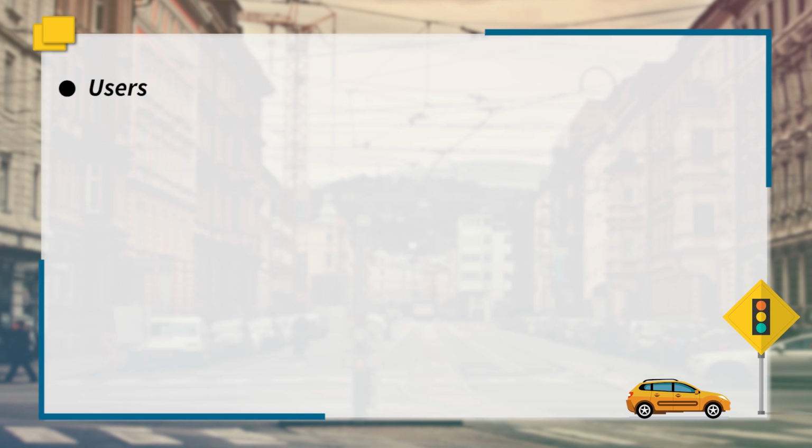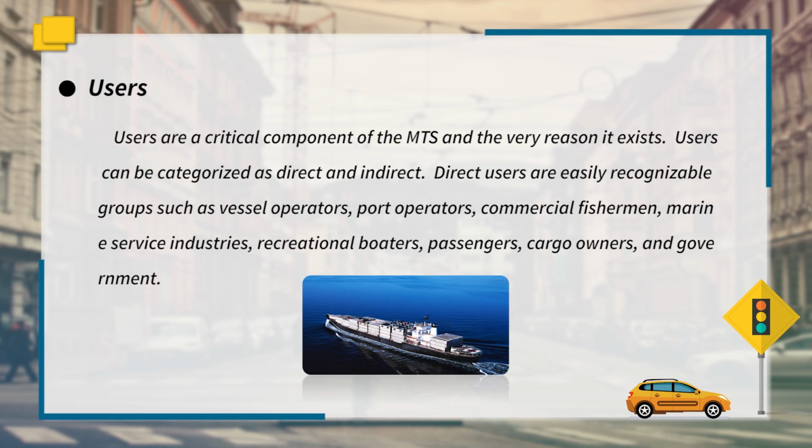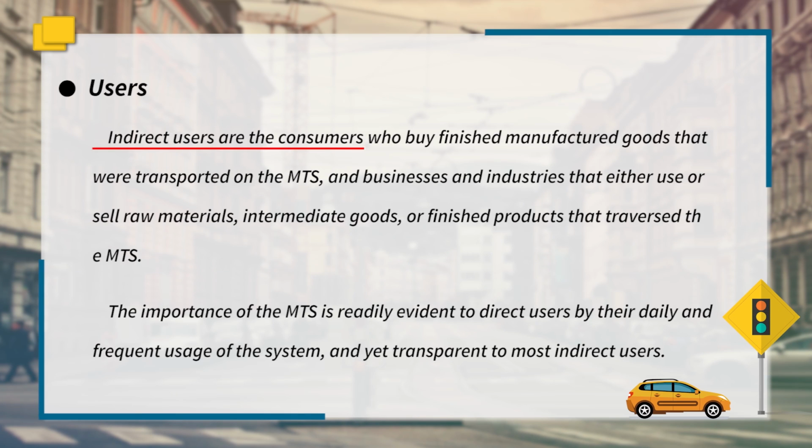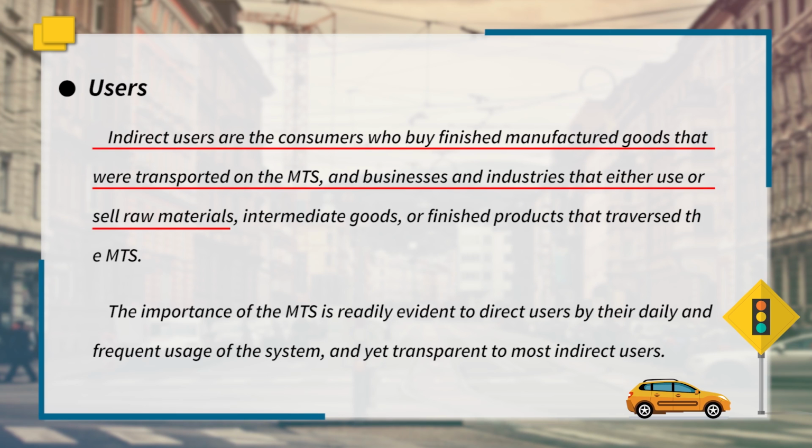Part 5. Users. Users are a critical component of the MTS. Users can be categorized as direct and indirect. Direct users are easily recognizable groups such as vessel operators, port operators, and so on. Indirect users are the consumers who buy finished manufactured goods that were transported on the MTS, and businesses and industries that either use or sell raw materials, intermediate goods, or finished products that traverse the MTS.